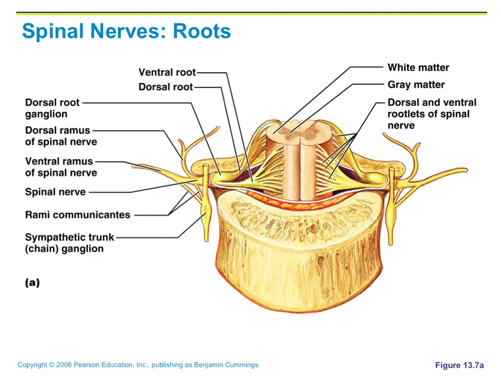Here we can see this diagram. This is the ventral root, because this is the ventral side. This is the ventral root, this is the dorsal root. These two roots unite together to form the spinal nerve. This is the ganglion.